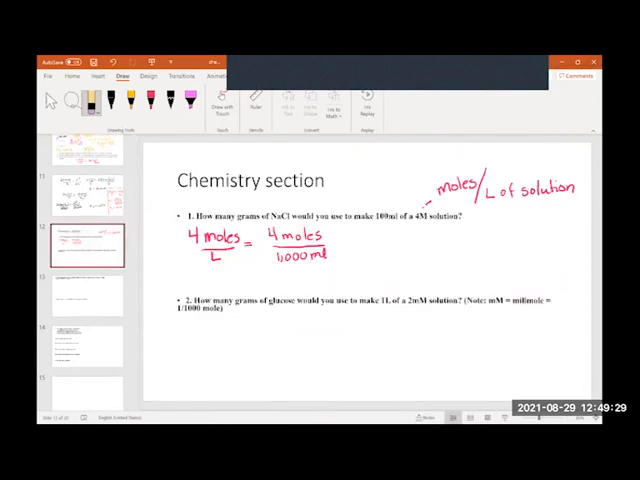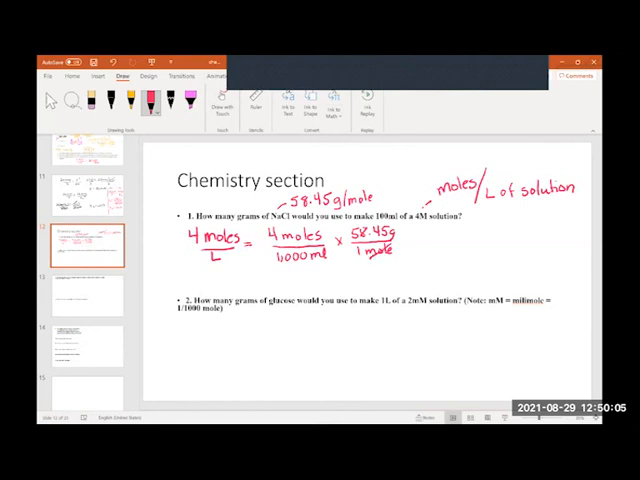Okay, so now I know I want 4 moles for every 1,000 milliliters. Now I need to know that the molecular weight of sodium chloride is 58.45. That is not something you need to remember. I will give that to you on your exam. So for every 1 mole, I have 58.45 grams.